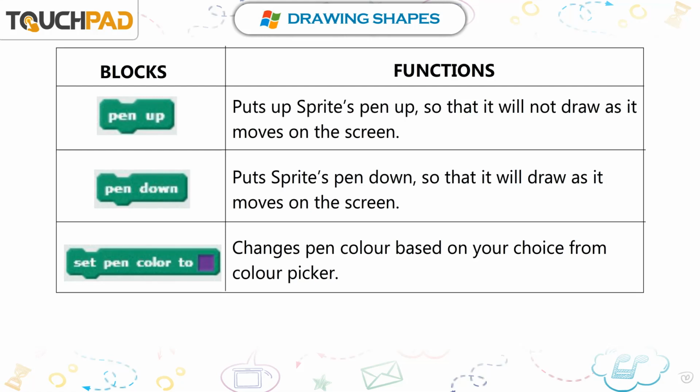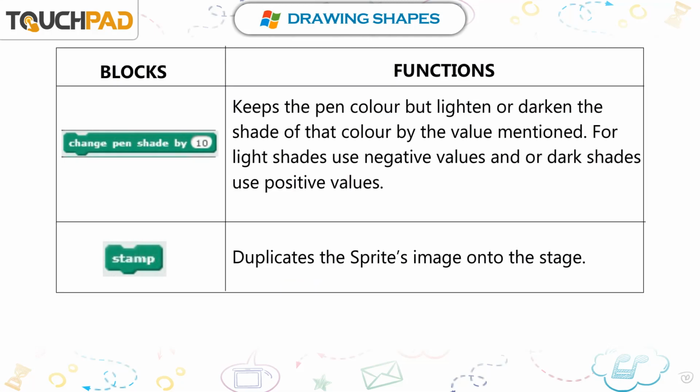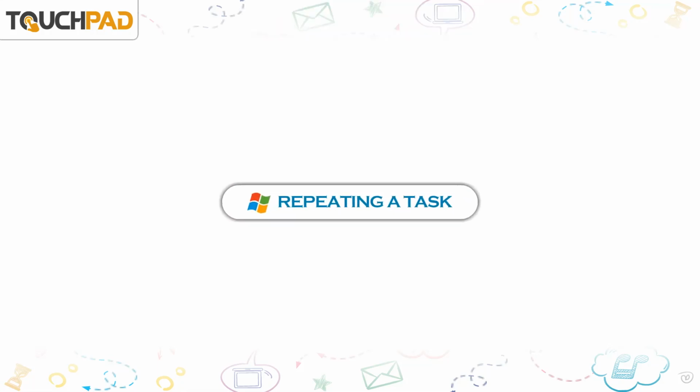Set pen color to violet. Changes pen color based on your choice from color picker. Change pen shade by 10. Keeps the pen color but lightens or darkens the shade of that color by the value mentioned. For light shades, use negative values and for dark shades, use positive values. Stamp. Duplicates the sprite's image onto the stage.